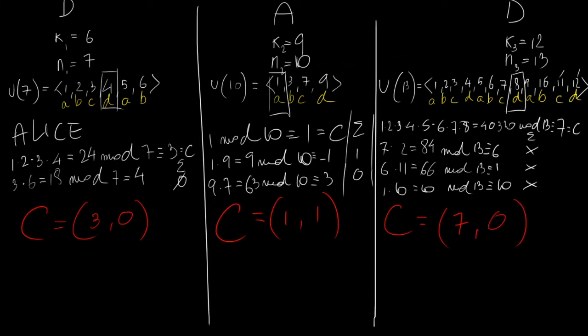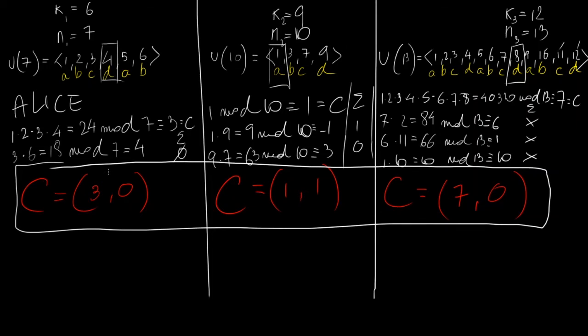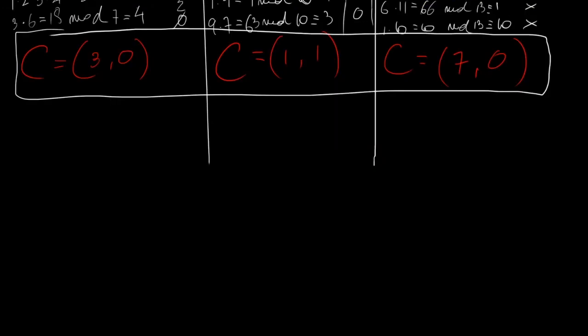Then we have that these keys are public. These tuples go in the open, and they all can see them, but only Bob knows that these tuples have been generated by using respectively U7, U10, U13. So let's decrypt.